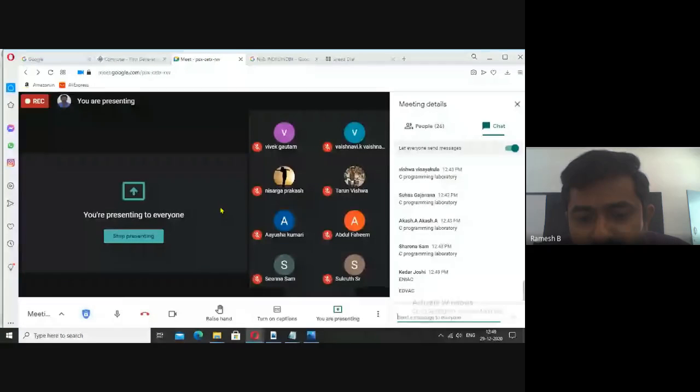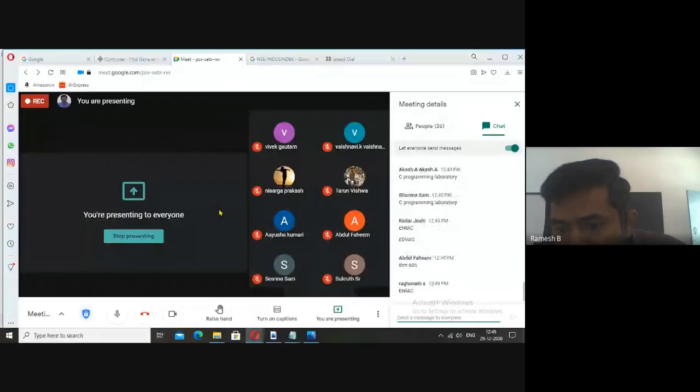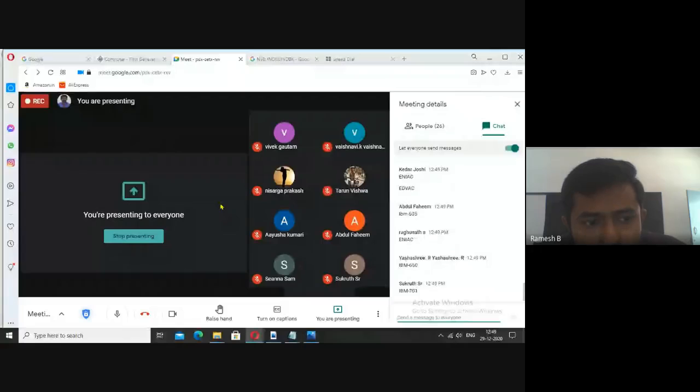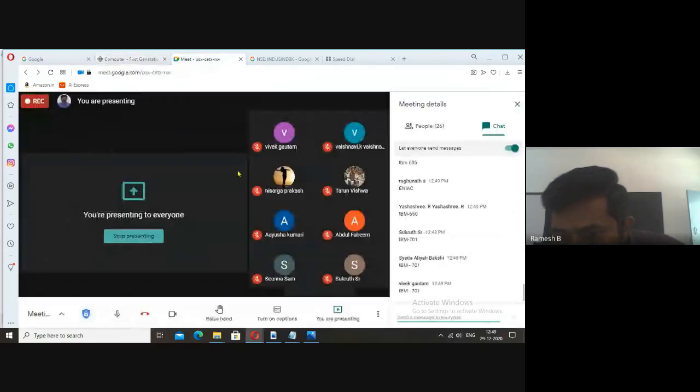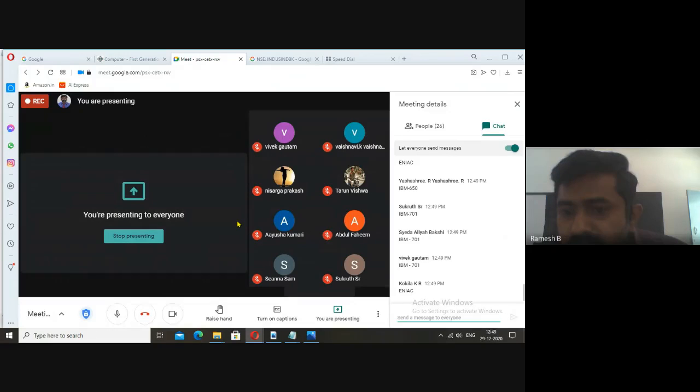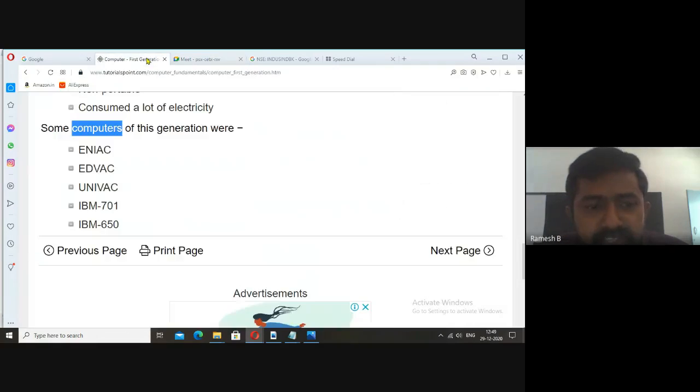Type me in the chat box. Okay, IBM 650, IBM 650, IBM 701. Okay, UNIVAC. Okay, good Vivek, good Saida, good Kokila KR, good Yashasri. Okay, these are the first generation computers.